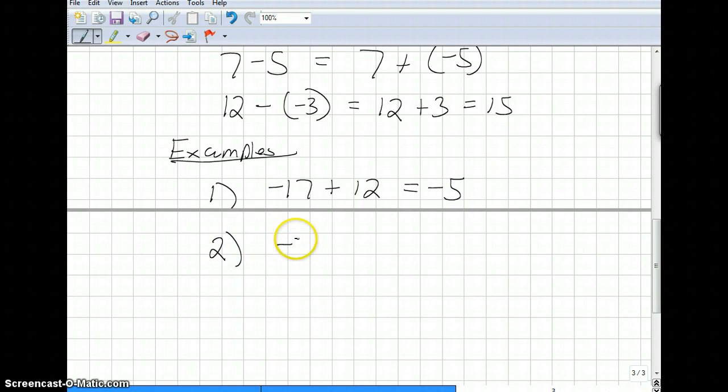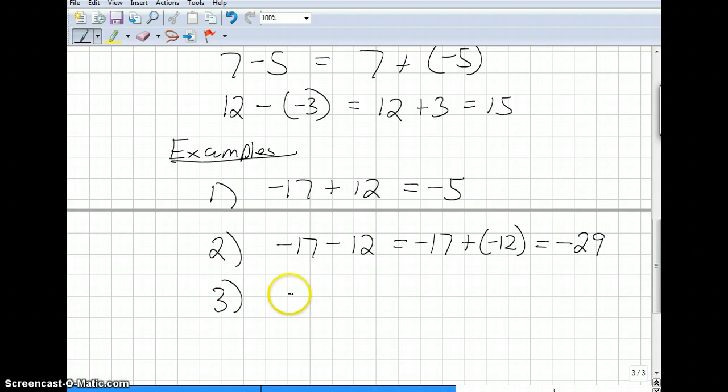If I have negative 17 minus 12, well, that's really the same thing as negative 17 plus negative 12. So I have a negative plus a negative, so my answer is going to be negative, and then I just add them all up. That's going to be negative 29. If, however, I have positive 17 minus negative 12, that's really 17 plus 12. So that's going to be a positive 29.